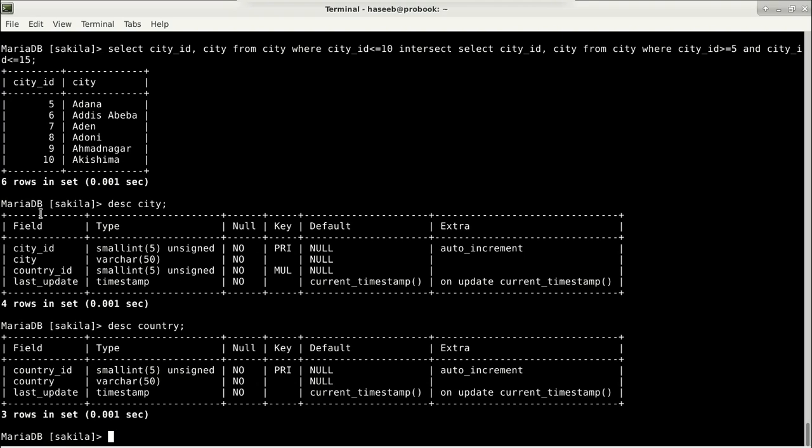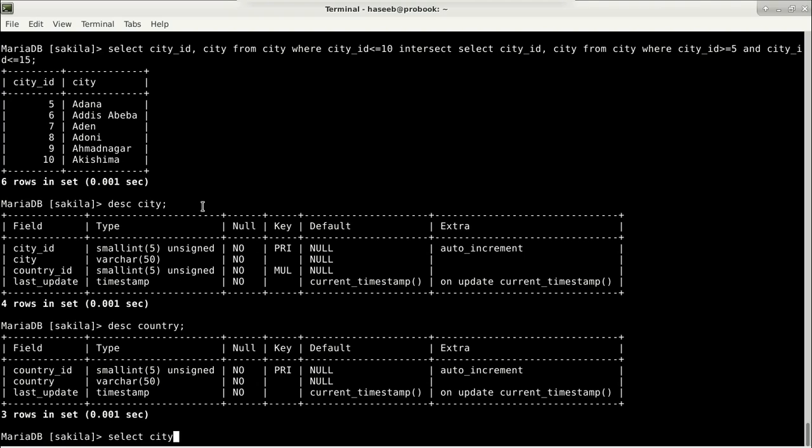The problem is that in the country table we have country ID and country name, and in the city table we have city ID and city name, but country ID, not the country name. But the requirement of my query is that I have to display city ID, city name, and country name. Now we can do this using a subquery.